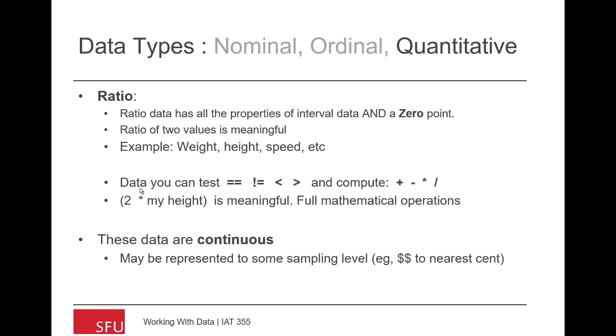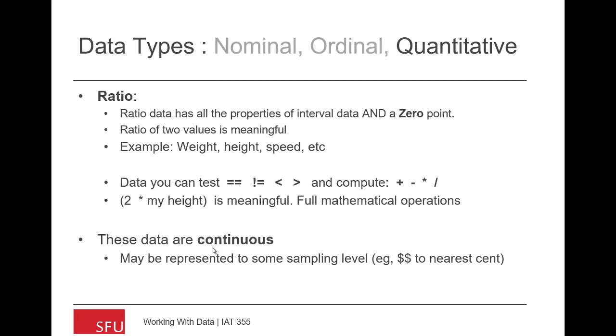So the operations you can do with ratio data is you can test for equality and inequality like before, less than or greater than, as with ordinal data. You can add and subtract, as with interval data. You can also multiply and divide in ratio data only. And so, for example, 2 times my height, whatever that is, 180 centimeters, is meaningful, and you have full mathematical operations. Unlike all the previous types, these data are continuous. And that means you could do calculus on them if you wanted to.